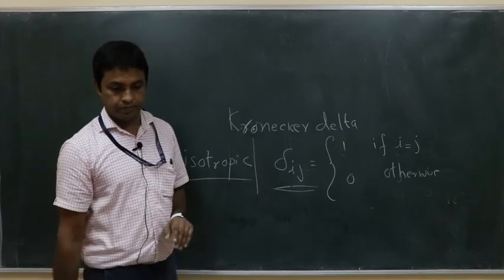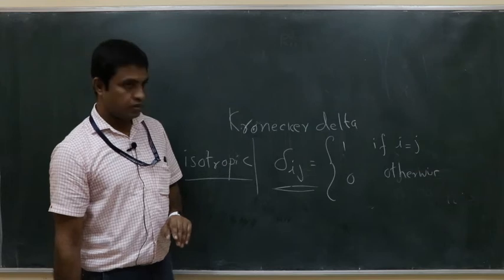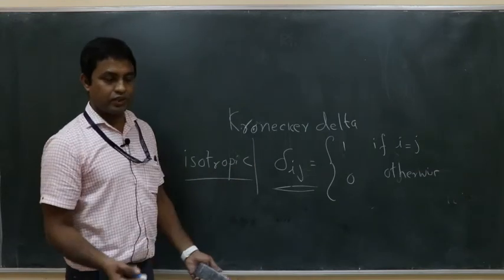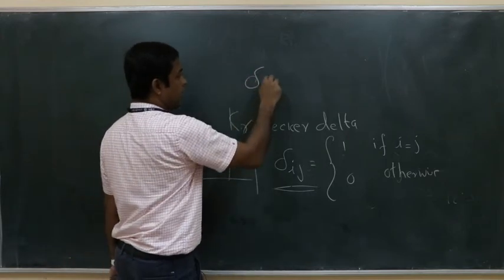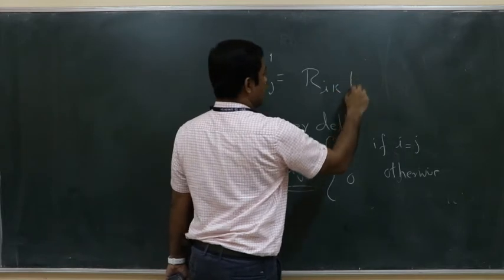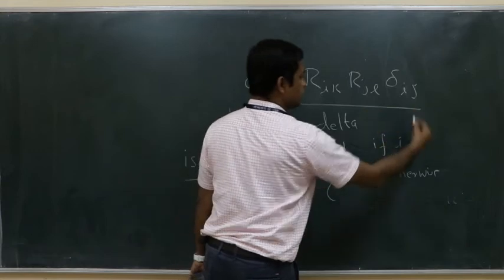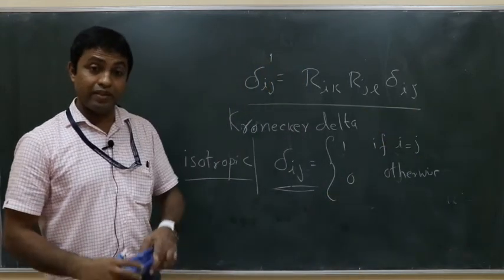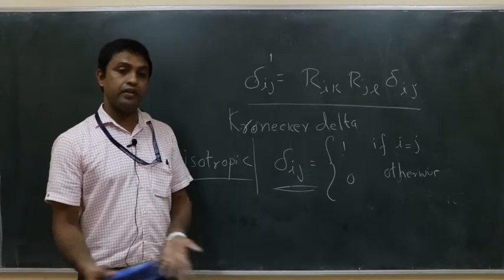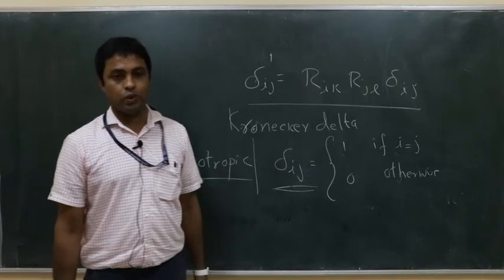Sir, how can we say it's a tensor if it does not change under coordinate transformation? It should change. No, it's not that it does not change. Delta ij prime is equal to R_ik R_jn delta kn. It transforms like this. There is a transformation, but the values of the components you get after the transformation are the same as in the old one. It transforms according to this rule.